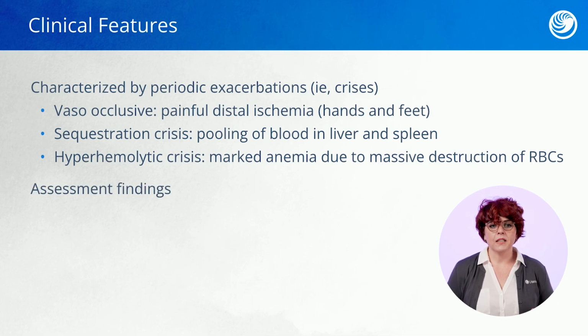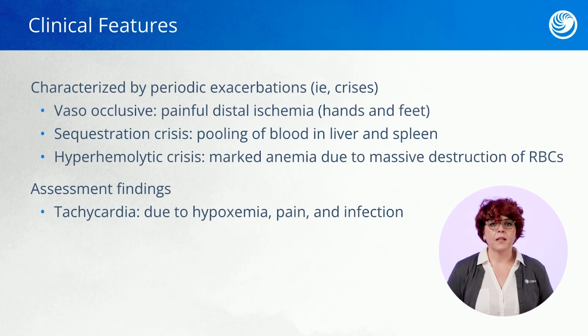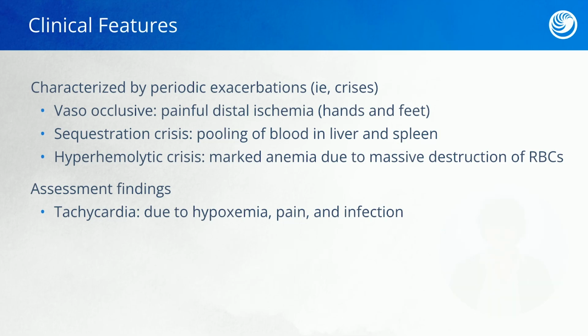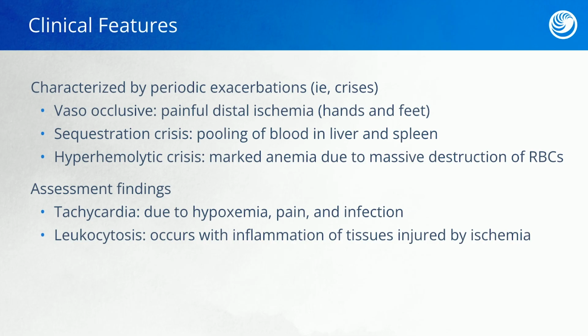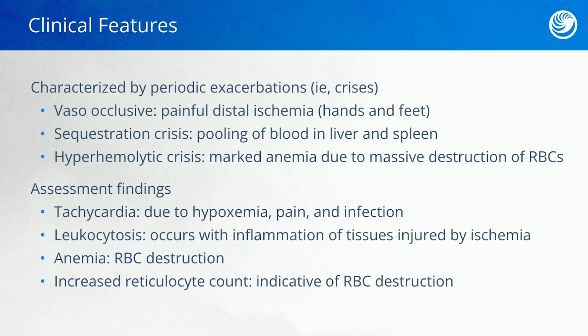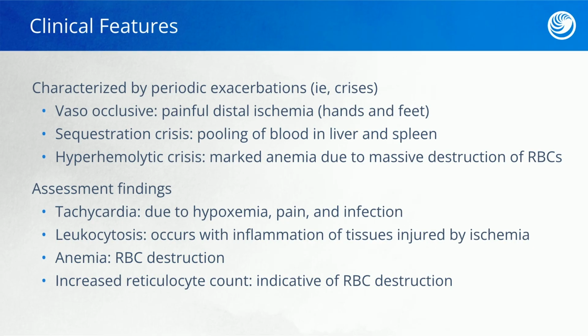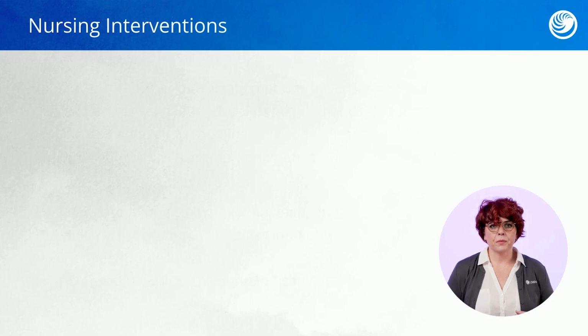So what assessment findings am I going to find? When I'm thinking about vital signs, I'm definitely going to see tachycardia. These patients are hypoxic. They're going to have pain. Think about those ischemic limbs, definitely pain in the joints where things are clotting off, and possibly infection. They're going to have leukocytosis or WBCs over 10,000, and this can occur from infections or inflammation of tissues from that ischemia. We've talked about anemia from that RBC destruction and an increased reticulocyte count. So that means a bunch of RBCs, but they're babies. They're not ready yet.